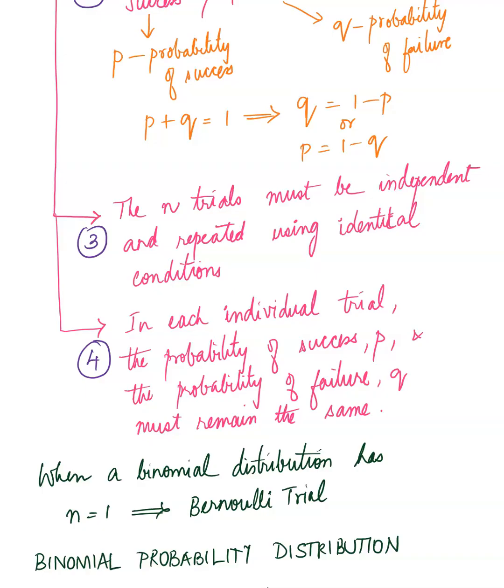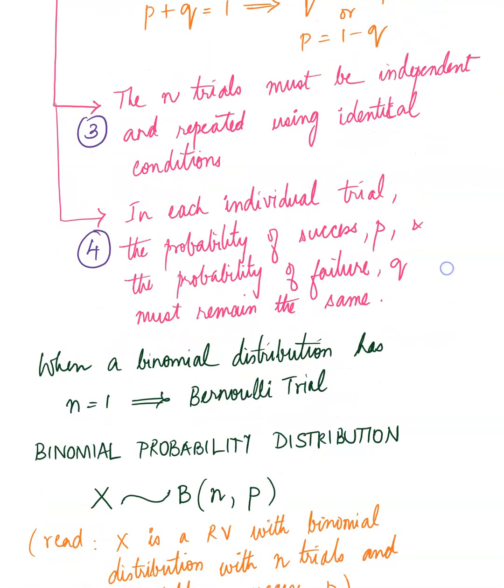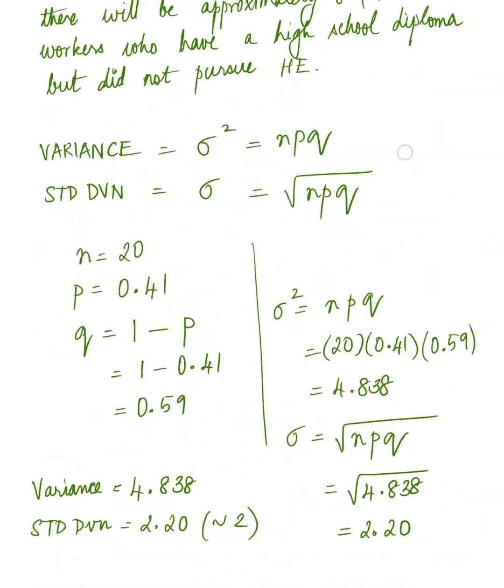The trials must be independent. So each time we flip the coin, it is independent, right? Flipping the coin the second time is not impacted by the way you flipped the coin the first time. They are independent. And they are flipped the same way, so identical conditions are maintained. And because of the independent nature, the probability of success each time we flip remains the same.